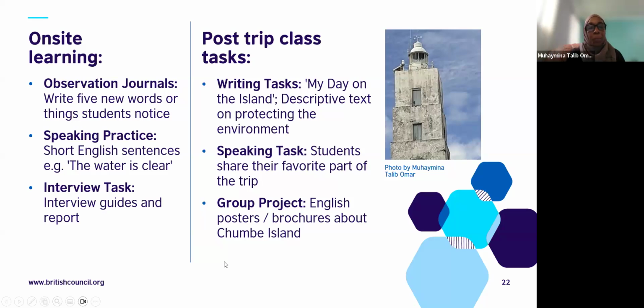And also for the speaking task, this was a very favorite part for my students. Every student had a story about the island. So everyone wanted a chance to say on this part. So my students shared their favorite part of the trip, and they were very excited. It was like we were back to the island on that day.